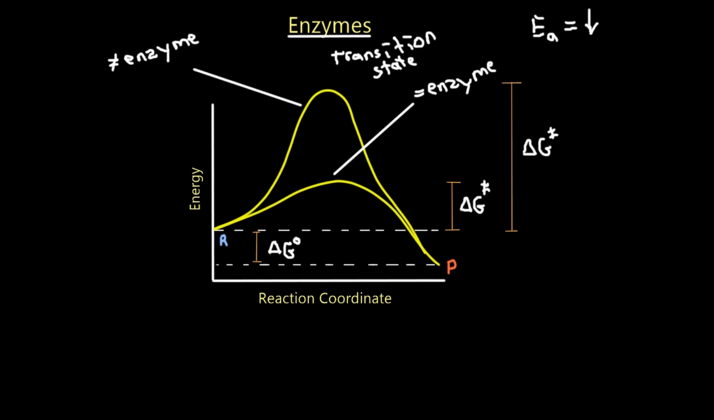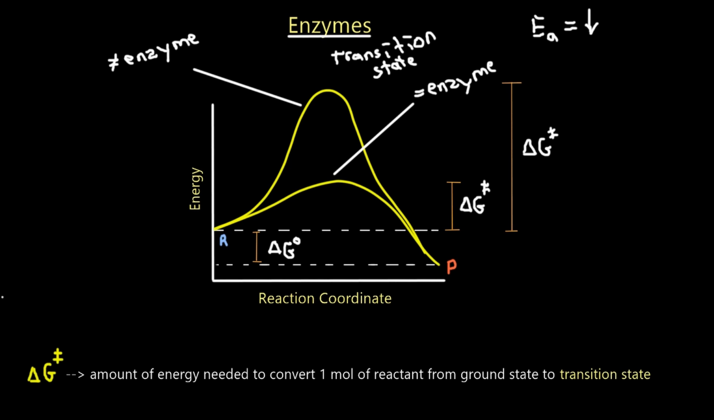Now note that the amount of products that's formed does not change. The same thing occurs in both types of reactions. Nothing changes. The amount of product formed is the same. However, the speed of the reaction happens a lot quicker because of this lowered activation energy.